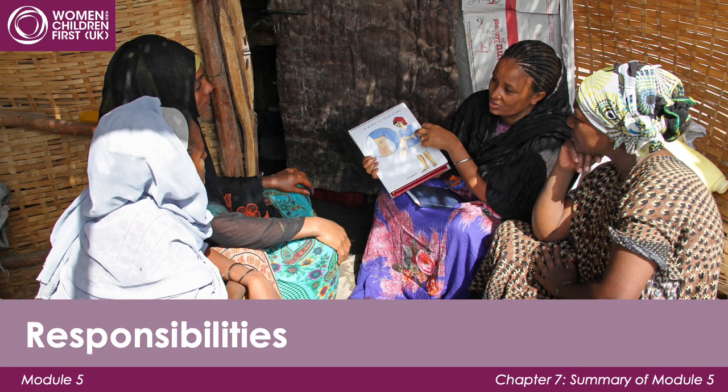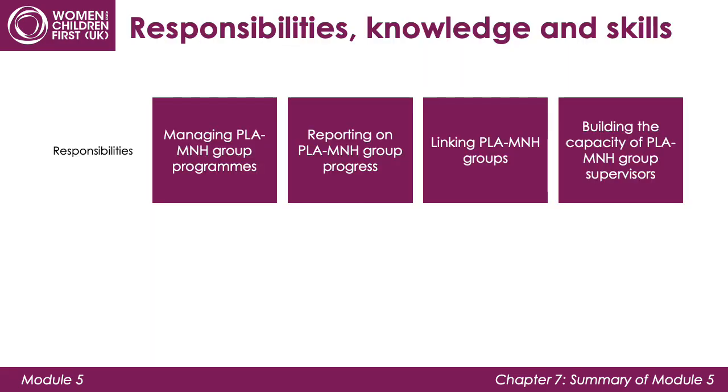In Chapter 2, we explored the responsibilities of PLA-MNH group managers and the knowledge and skills they need to deliver these responsibilities effectively. PLA-MNH group managers are critical and central to the success of the PLA-MNH group approach. They are the members of the program implementation team who enable the PLA-MNH group supervisors and facilitators to achieve their objectives. To do this, PLA-MNH group managers have 4 key responsibilities.